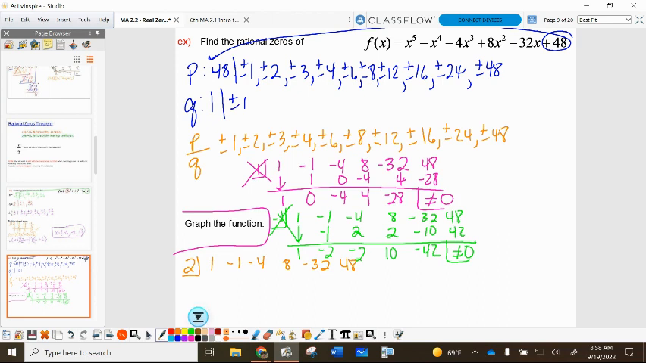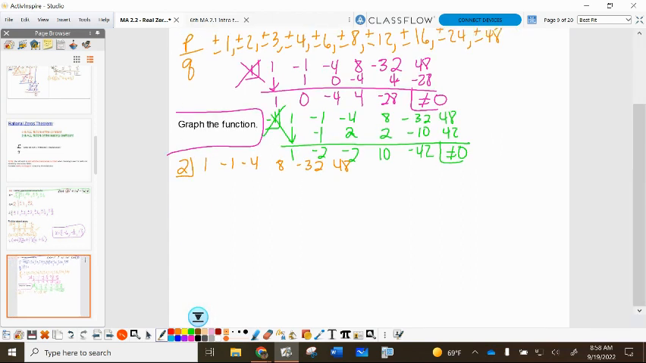So let's try this. Okay, so I'm going to bring my first term down as is, multiply by 2. Combine, multiply by 2, combine, multiply by 2, combine, multiply by 2, combine, multiply by 2. Ding, ding, ding, we have a winner. The remainder is 0, and so it checks. Okay, that means that this is a factor. Yay, that means x minus 2 is a factor of the polynomial.